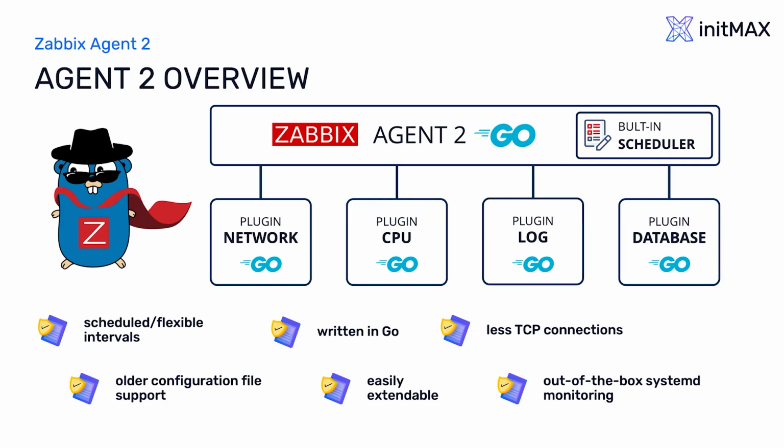You can use scheduled flexible intervals, also in active checks, whenever you don't want to monitor some data after a specified update interval, like every 30 seconds. Maybe you want to do it every second Monday at 2 p.m. and that's it. Or maybe on top of that, also once every Friday. It also uses fewer TCP connections compared to Agent 1.